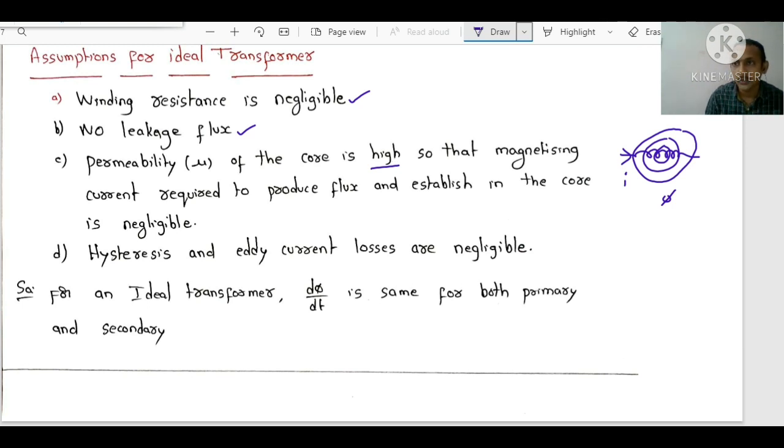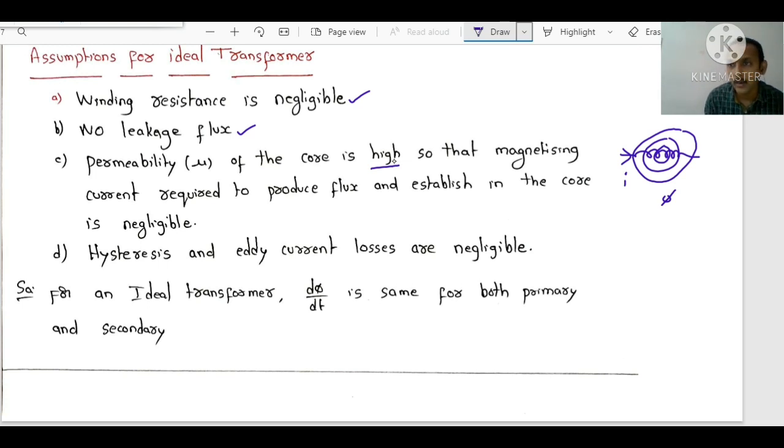I repeat again, dear students, if permeability is high, it requires minimum current. For a very small amount of current we can get more flux. If the permeability is very low, then you have to supply more current to get the same amount of flux. And one more thing is losses.